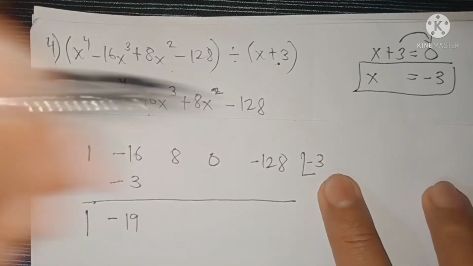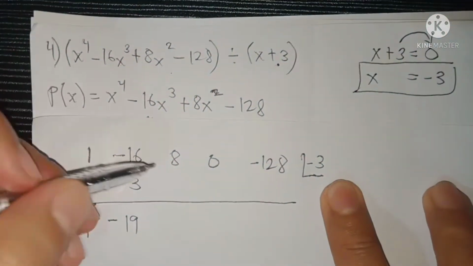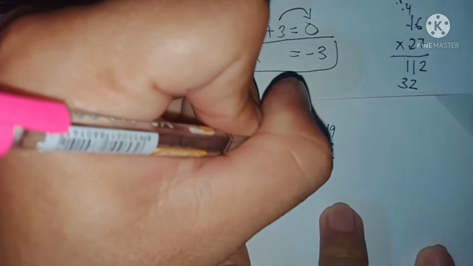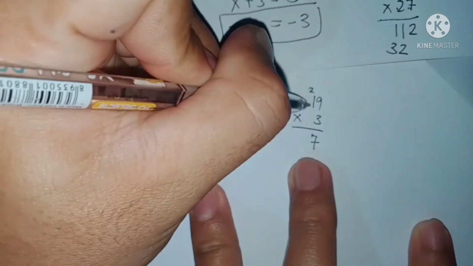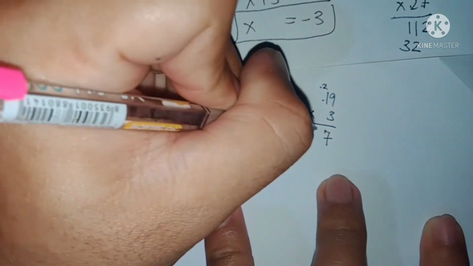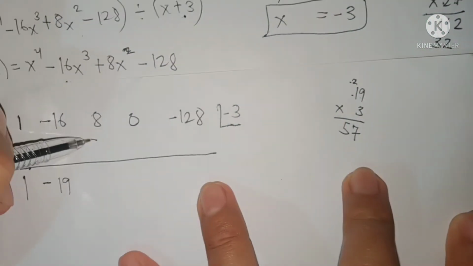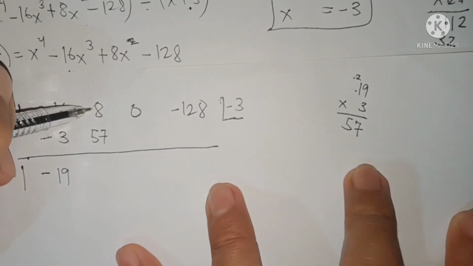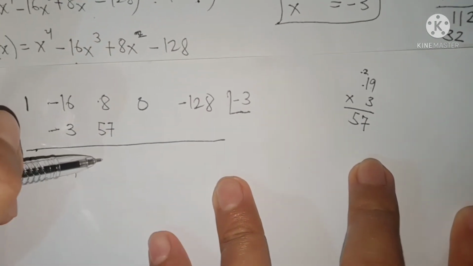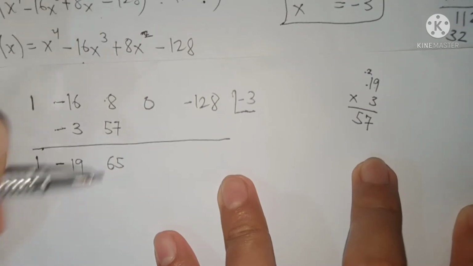Negative 19 times negative 3, that is positive what? 19 times 3. 3 times 9 is 27. So you have 7, carry 2. 3 times 1 is 3 plus 2, that is 5. You have positive 57. And then positive 8 plus positive 57, that is positive 65.